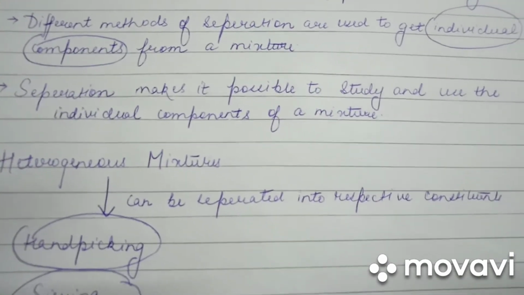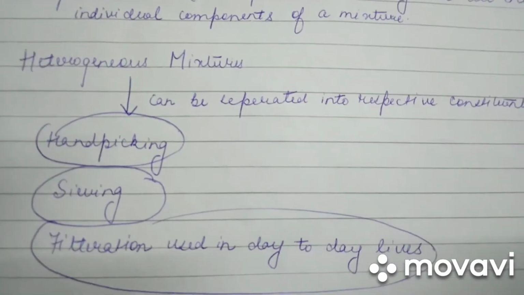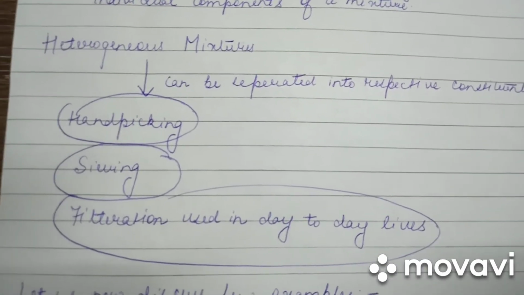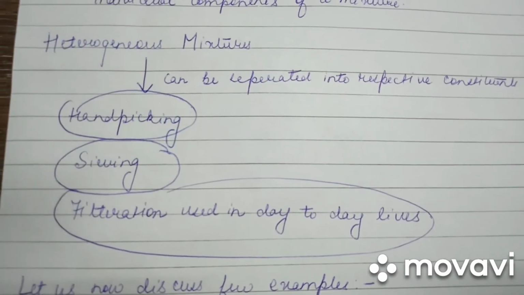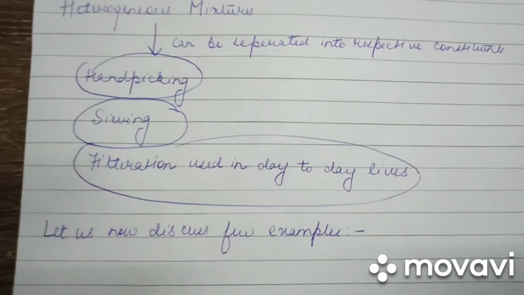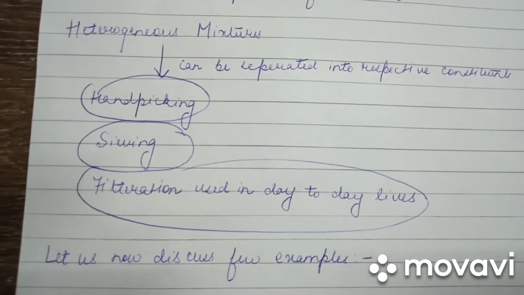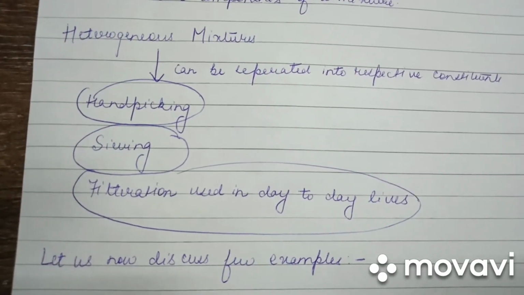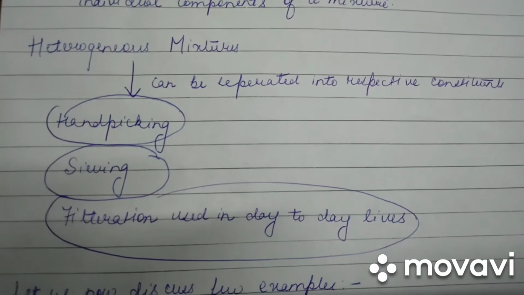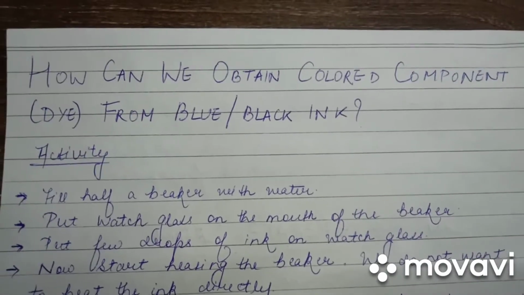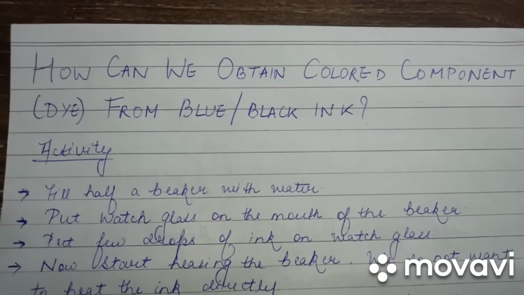A homogeneous mixture can be separated into respective constituents by the following methods. We have handpicking, sieving, and filtration, which is one of the most common methods. Let us now discuss a few examples. Further, we shall be discussing examples based on activities on how we can separate constituent particles from our mixtures. The first example discussed here is how we can obtain the colored component, dye, from blue-black ink.